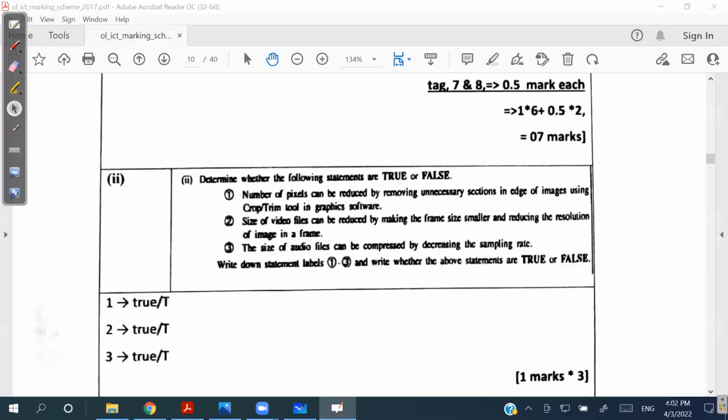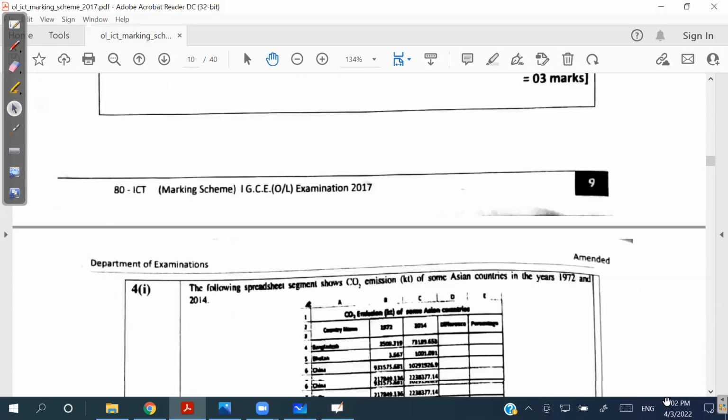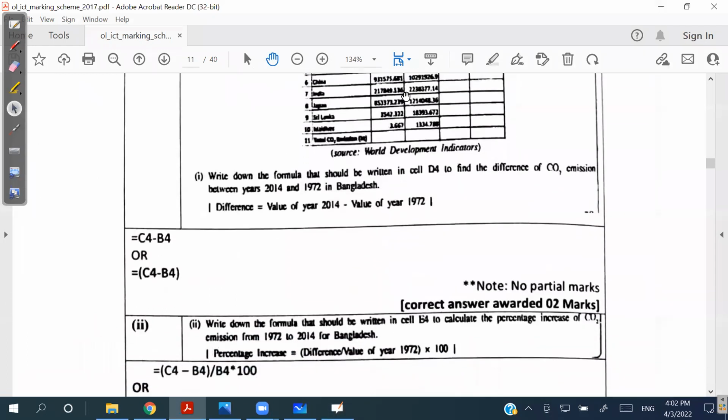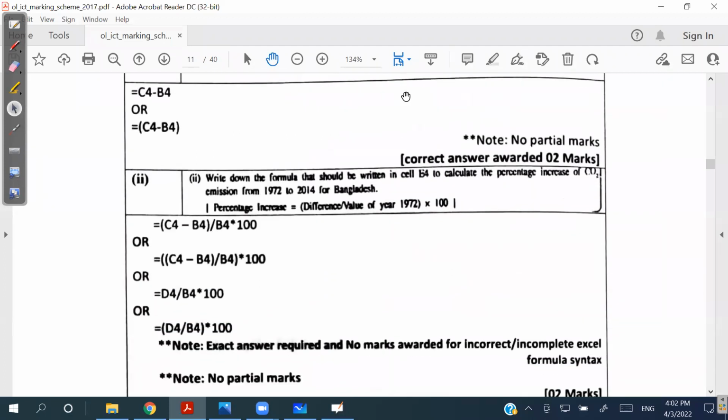Let's go with the marking scheme as well. You can have it as C4 minus B4, and you can have the percentage like this, as any type of it. Instead of D4, you can use C4 minus B4 as well.